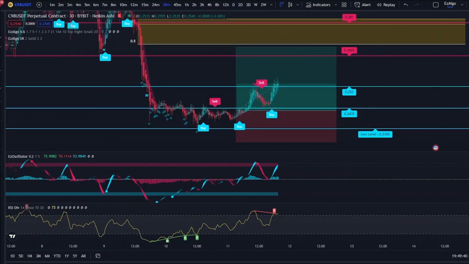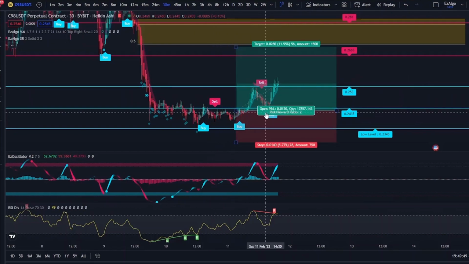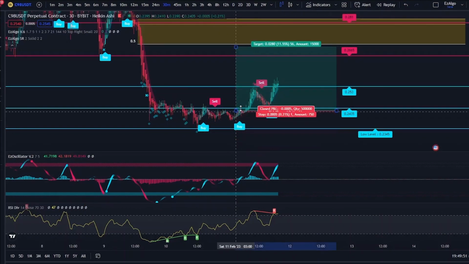All right, while I was at the gym, I checked Bybit, and I was up 50% on the C98 long position that I was showing you guys earlier. I took 50%, and my stop loss is currently at break even.